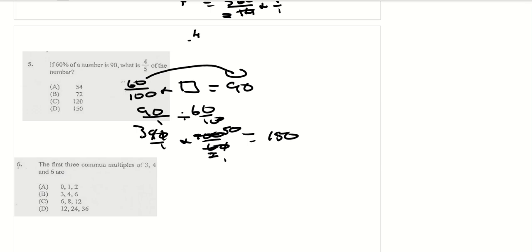4/5 of 150 would be 4 over 5 multiplied by 150 over 1. 5 into 5 is 1. 5 into 15 is 3, 30, 40. 4 by 30 is 120.